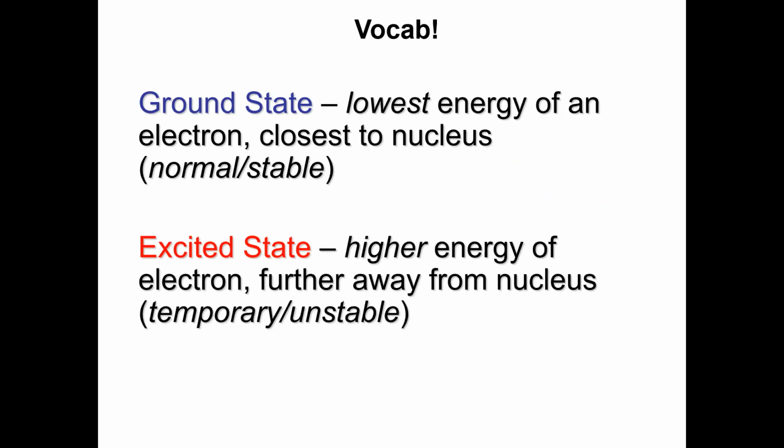Some vocab related to this. When an electron is in the lowest available shell, the lowest available energy level, we say that it's in the ground state, and that's the stable position. Electrons can also move around, and when they move into a higher energy level, a shell that's further away from the nucleus, we say that the electron is in an excited state. So ground state electrons are in the lowest possible shell. In the excited state, electrons can move up to higher shells, higher energy levels.